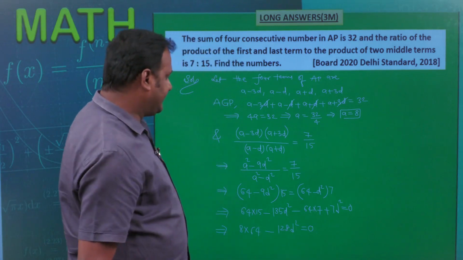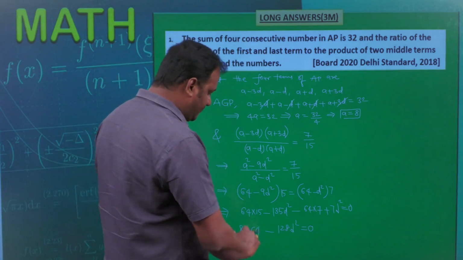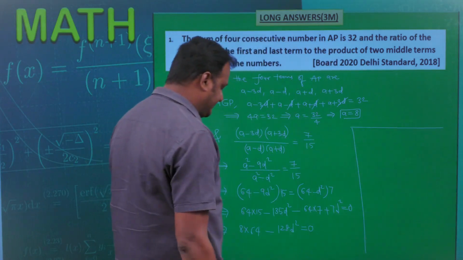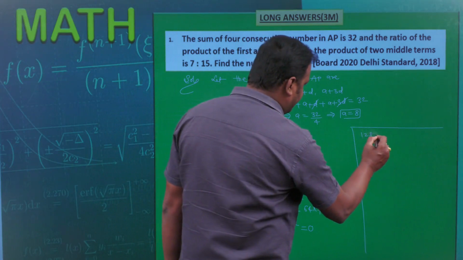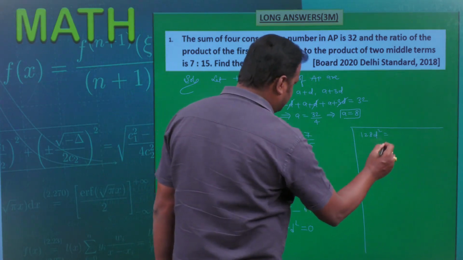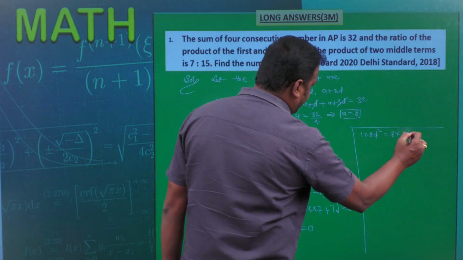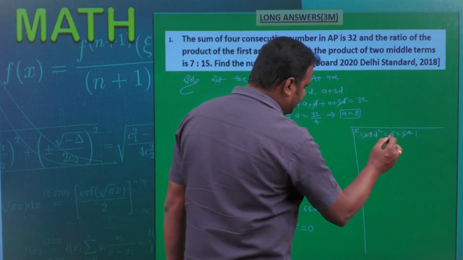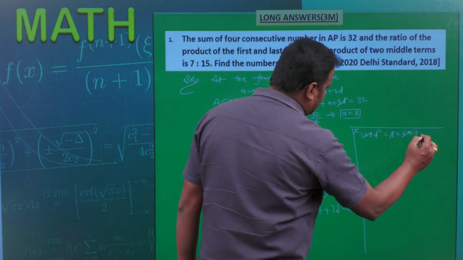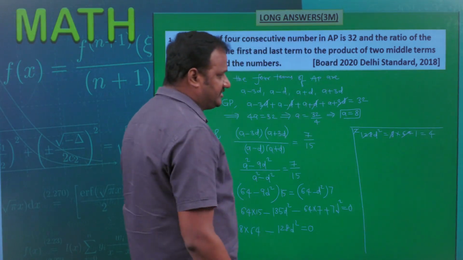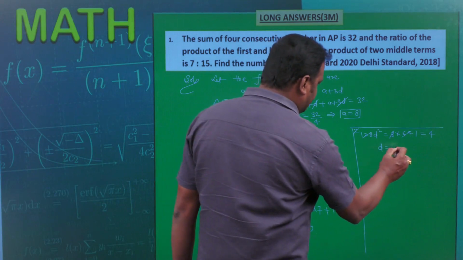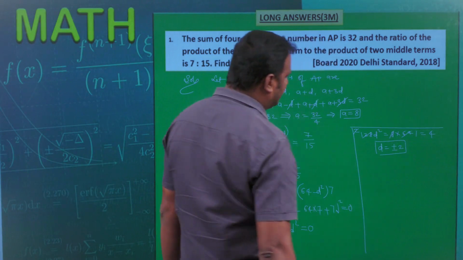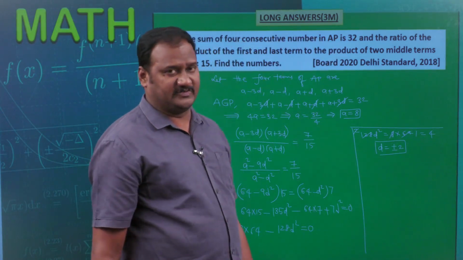I think I can get the value of d now. When you transpose minus 128 d square that side, then what do you get? Plus 128 d square. So 128 d square is equal to 8 into 64. 64 twos are 128, and 2 fours are 8. So finally d square is equal to 4. Then d is equal to plus or minus root 4, that is plus or minus 2. So I got a is equal to 8 and d is equal to plus or minus 2.